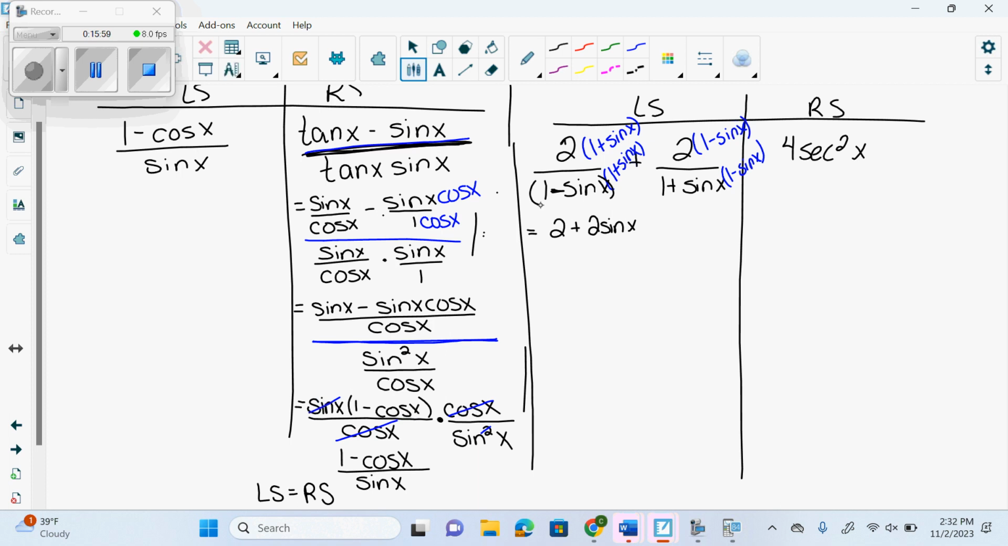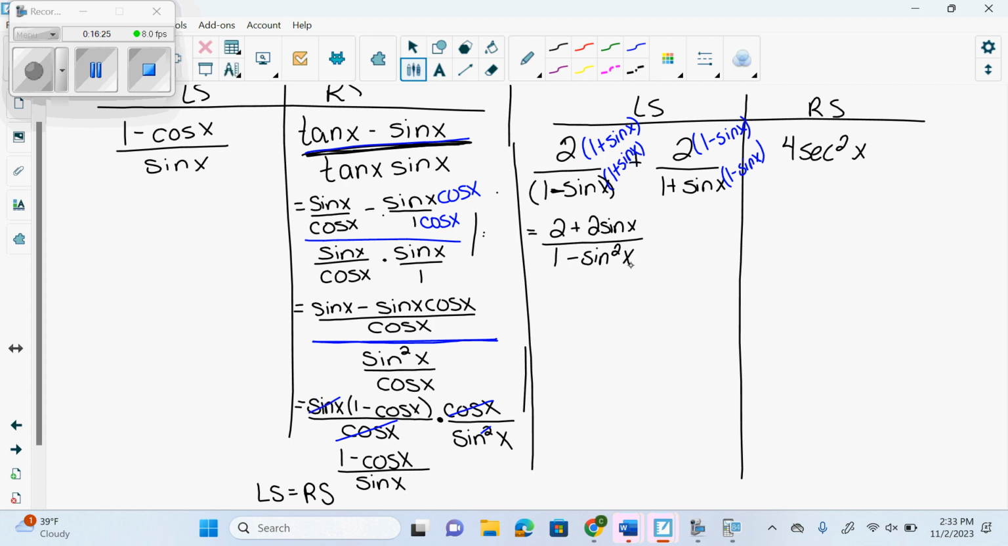Right? 1 minus sine x times 1 plus sine x is the answer to a difference of squares. If you don't notice that, you could FOIL. 1 times 1 is 1. Minus sine x plus sine x cancels. Minus sine squared x, correct? If I put these two together, I get 1 plus sine x minus sine x. The middle terms cancel. Minus sine squared x. So this is the same as 1 minus sine squared x.